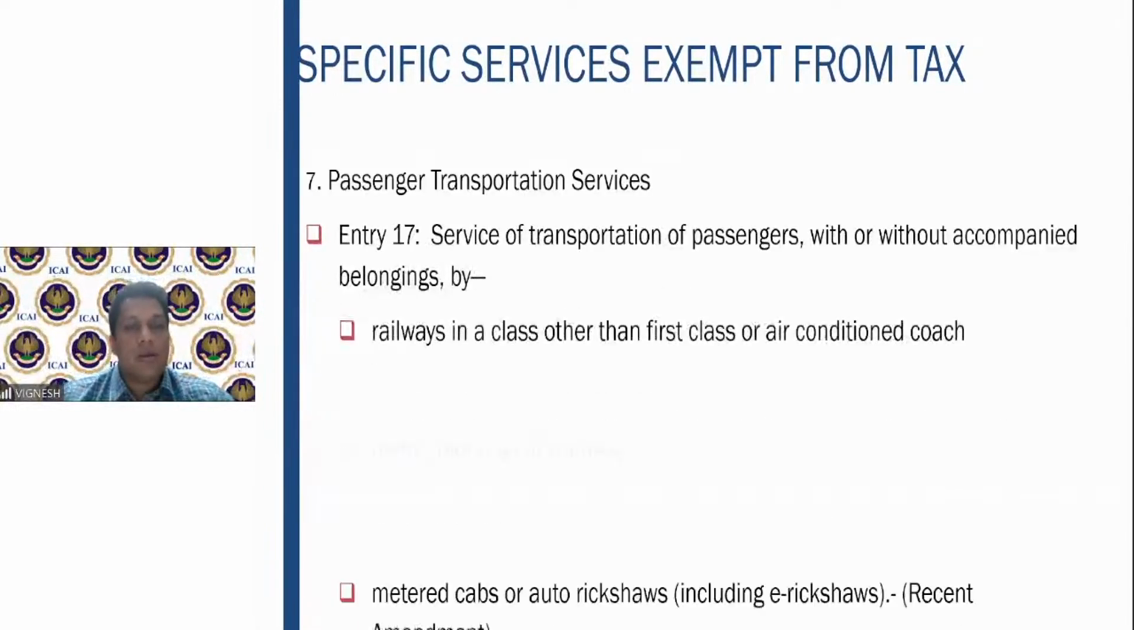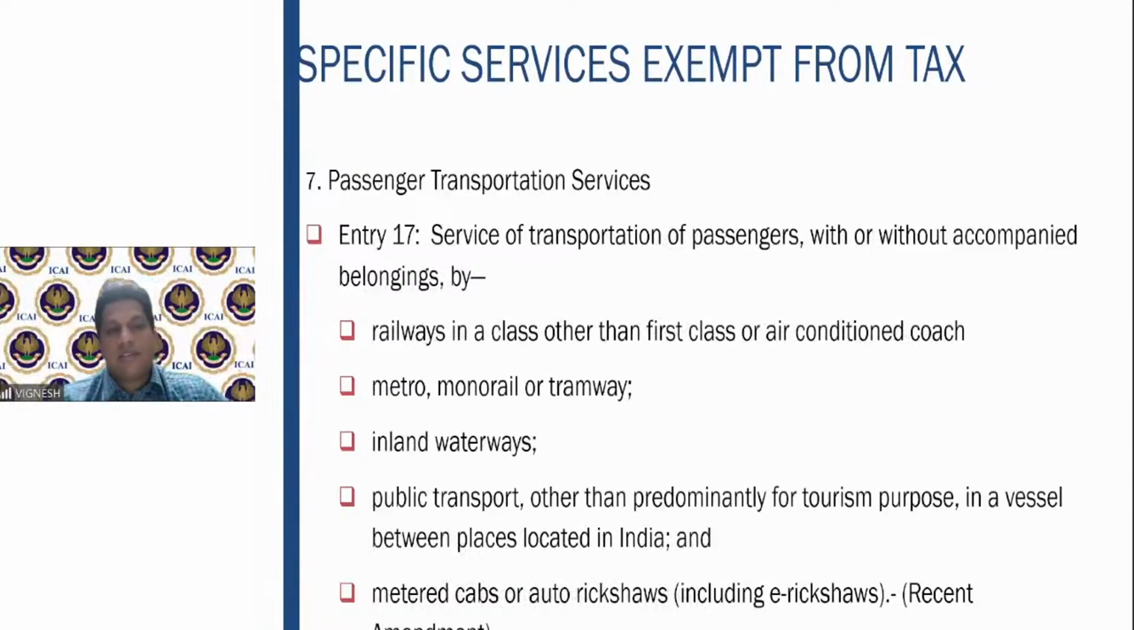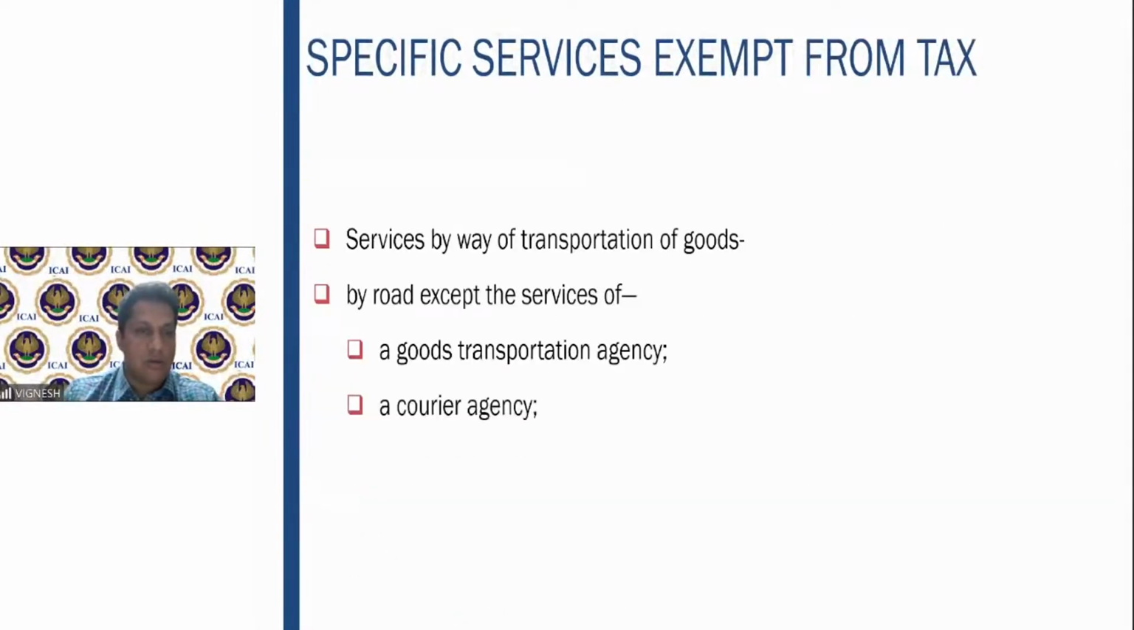Then entry 17, passenger transportation service: transportation of passengers with or without accompanied belongings by the following: railways in a class other than first or air conditioned coach, metro, metro rail or monorail or tramway, inland waterways, public transport, meter cabs, etc. Here also amendment is done. If any of these transportation of passengers are booked through an e-commerce operator, then it is liable to tax.